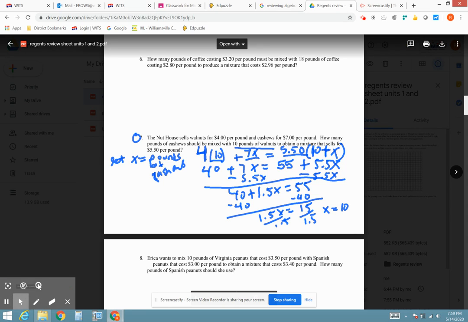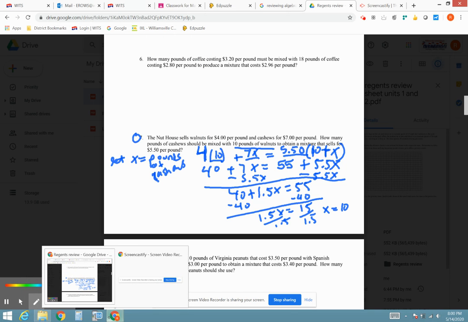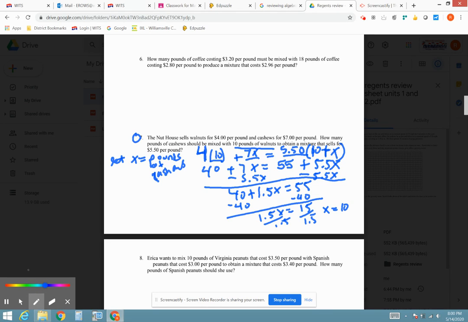Okay, so let's see if you can try one of these ones. Should we do coffee or peanuts? Let's have you guys do coffee, number 6. How many pounds of coffee costing $3.20 per pound must be mixed with 18 pounds of coffee costing $2.80 per pound to produce a mixture that costs $2.96 per pound? So let x equal pounds of $3.20 coffee. That'll get you started. Go ahead, write the equation, see if you can solve it on your own paper.